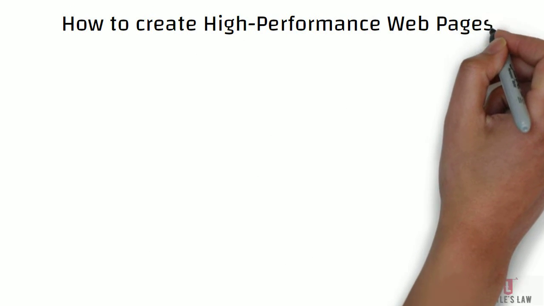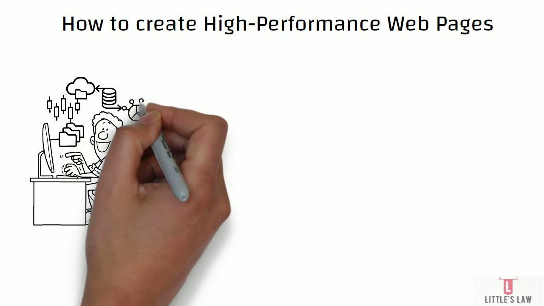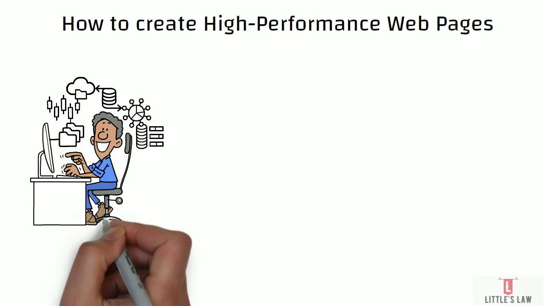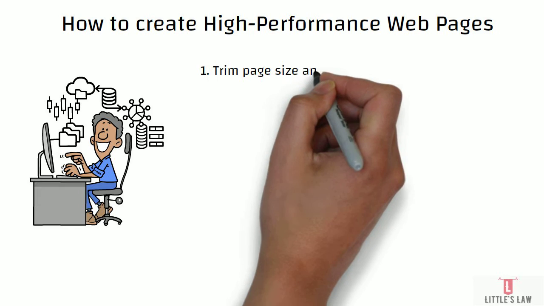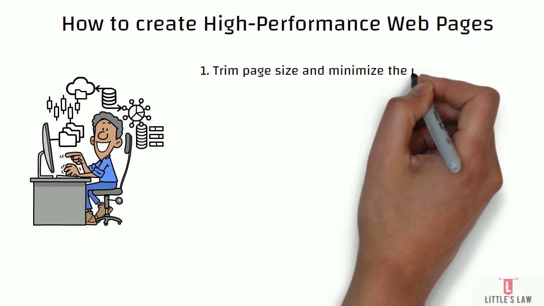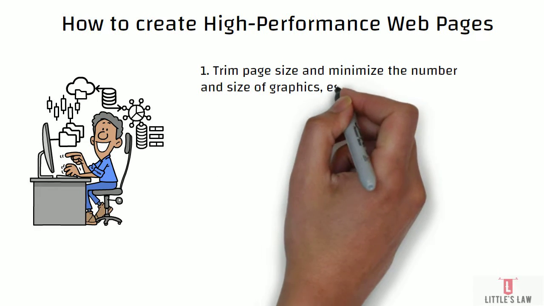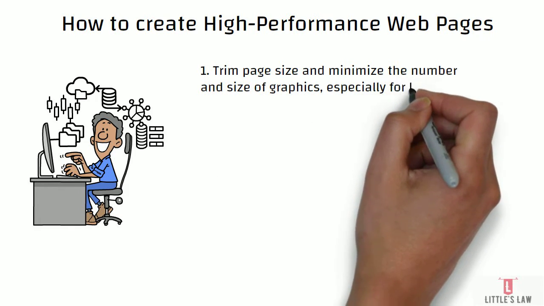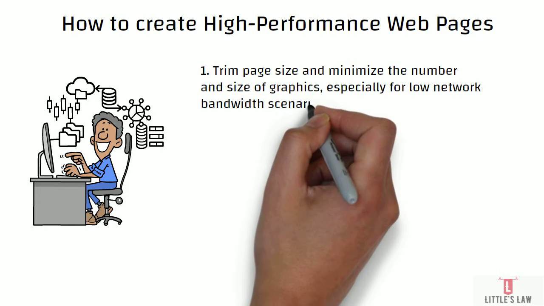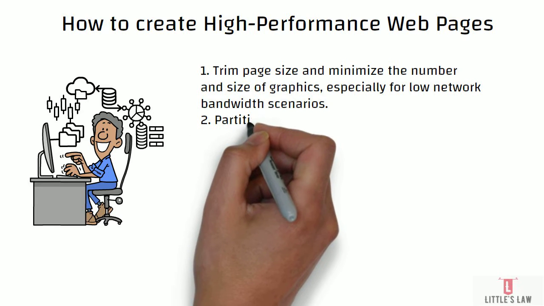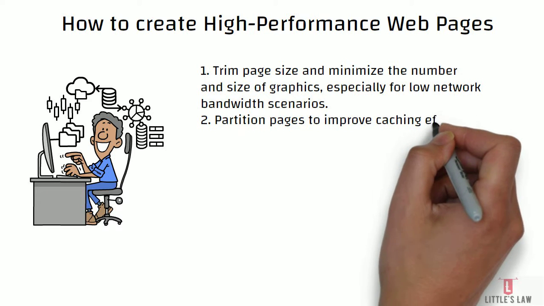The first step is to create high performance web pages. To improve the performance of the web pages, we have to begin by reducing the size of the web pages, and minimize the quantity and the dimension of graphics, especially when users are on low network bandwidth. If users on low bandwidth are using an application over their mobile network, which is 3G or 4G, the application might take a lot of time to load because of the huge dimension and quantity of graphics and the size of the web page.